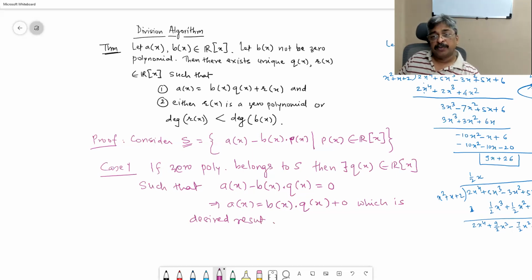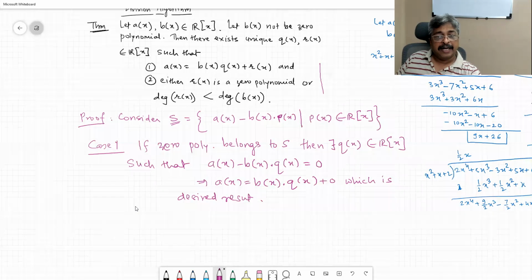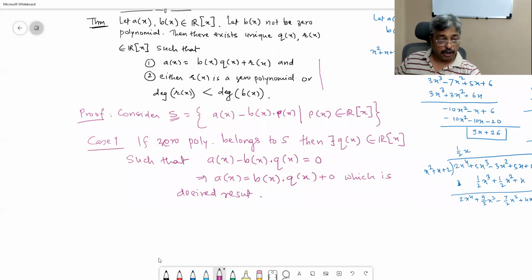Case 1 is easy. If you happen to have a zero polynomial, that means this is producing 0. That is what is written here. And in that case, we will call that p of x equal to q of x. Therefore, the requirements are satisfied. Case 1 is simple. Case 2. S does not contain r of x, zero polynomial.